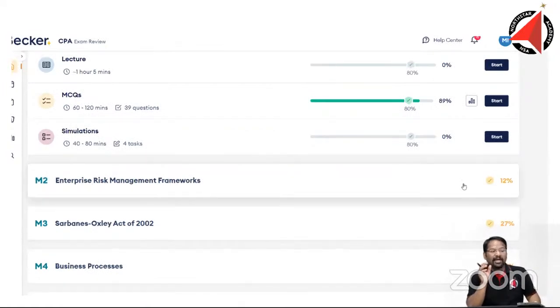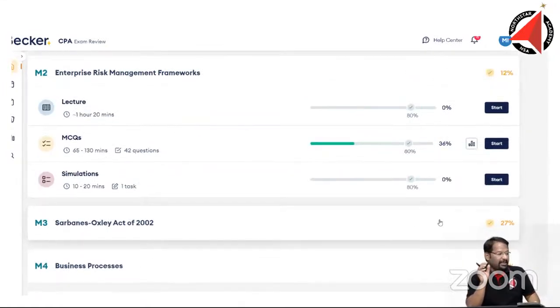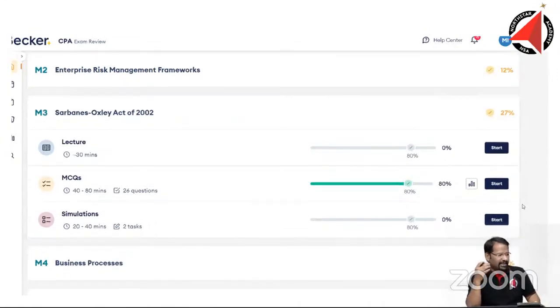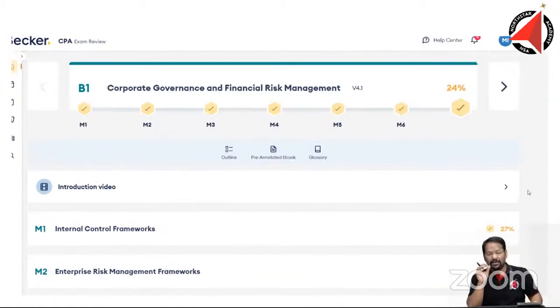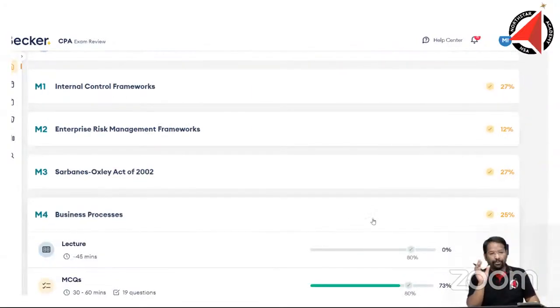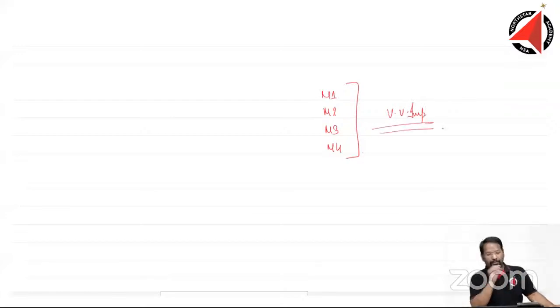Enterprise risk management framework, again a theoretical subject. Sarbanes-Oxley Act continues, the theory point continues till business processes. So these are the 4 theoretical topics. Keep writing them down somewhere. If you don't want to write in detail, just write M1, M2, M3, M4. These 4 topics are very important for your syllabus, very important for your exam.